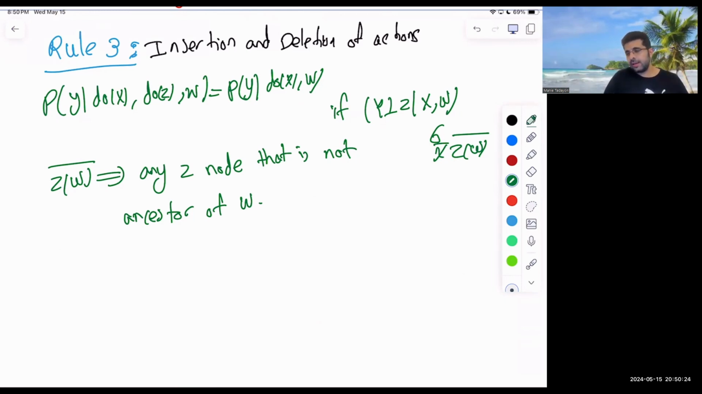Ancestor, you can think of it like a parent of W, or a parent of a parent of W. Then you can think of it as an ancestor here. All right, so that's actually a very, very important thing. So we look at the example, but remember, just look at this equation. Do is removed as opposed to what you had before. The whole do operation is actually removed. Do of Z is removed.